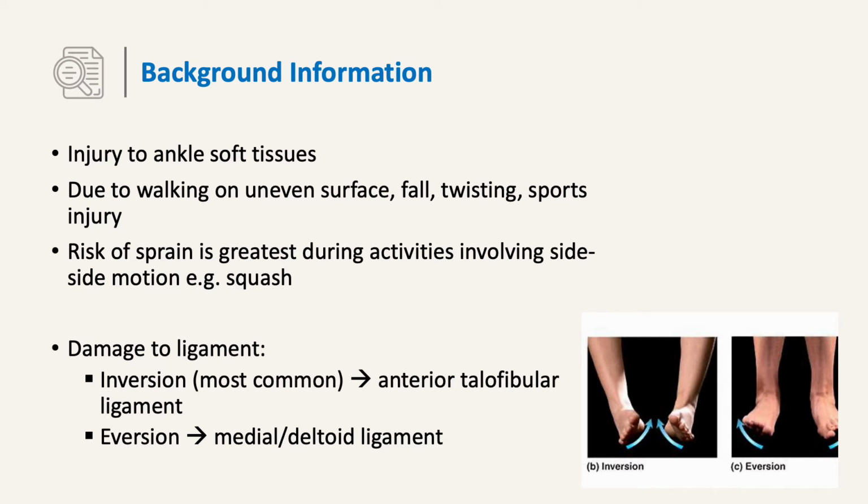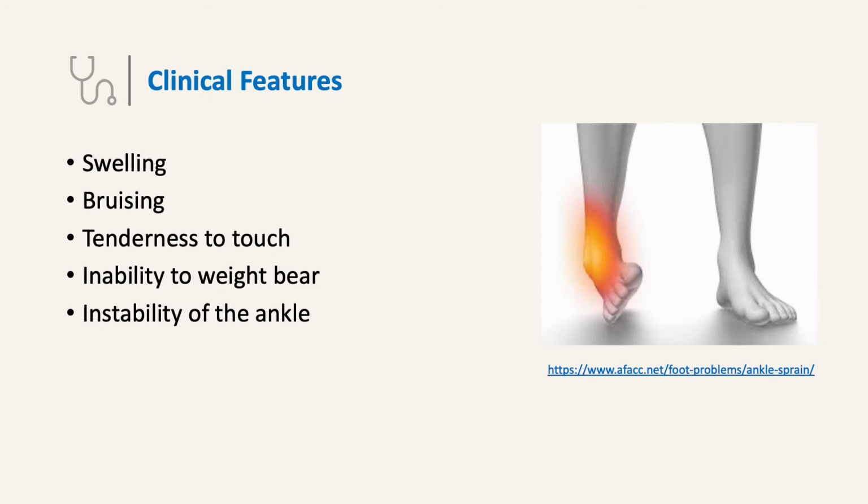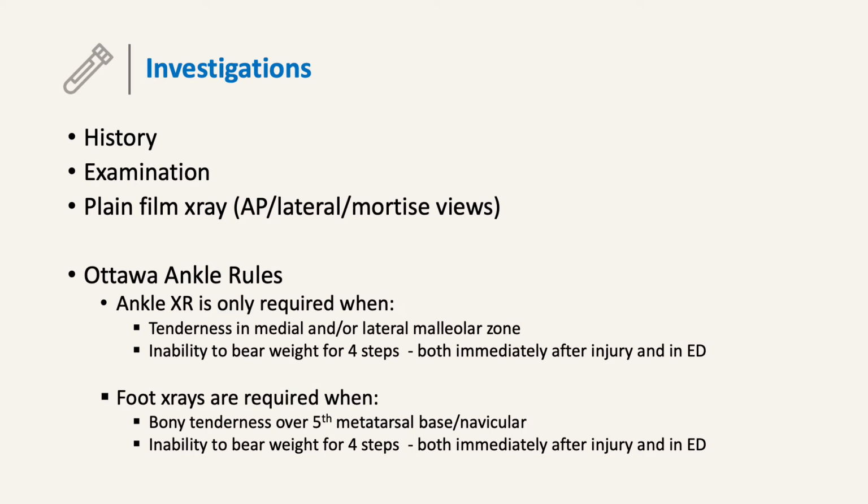Regarding damage to the ligament, inversion is the most common, and that affects the anterior talofibular ligament, while eversion, as can be seen from the pictures, damages the medial and the deltoid ligament. The canonical features associated with ankle sprains are swelling, bruising, tenderness to touch, inability to weight bear, and instability of the ankle. The investigations or the management would always start with the history and examination.